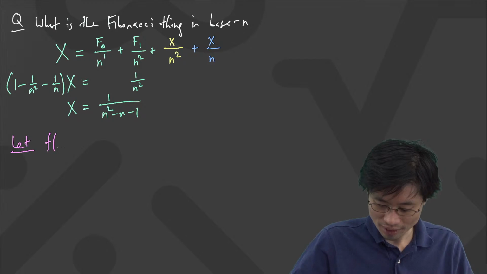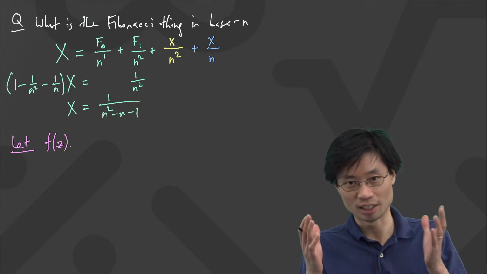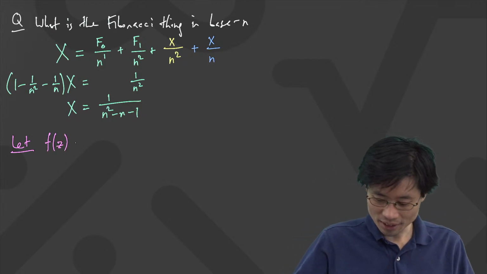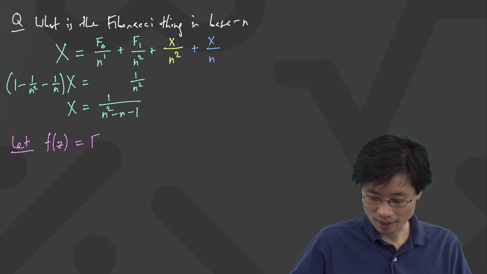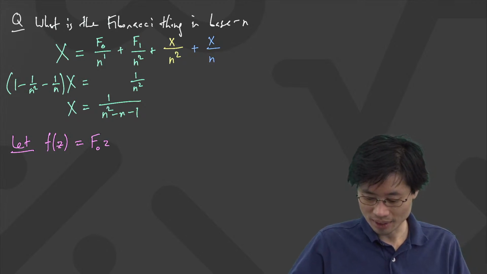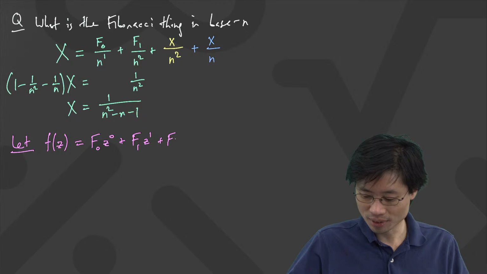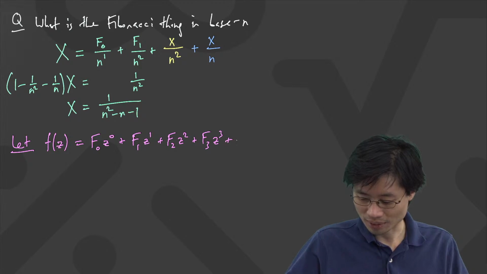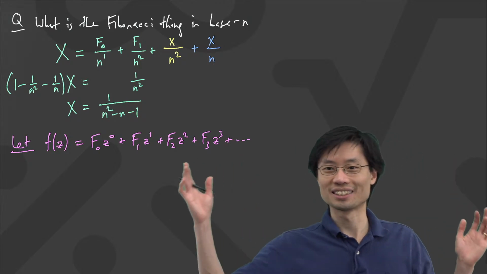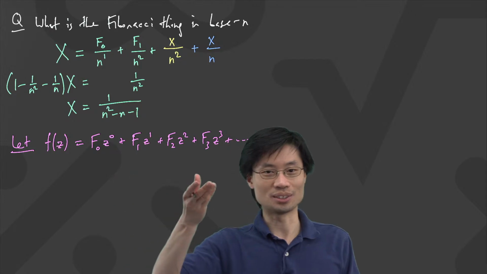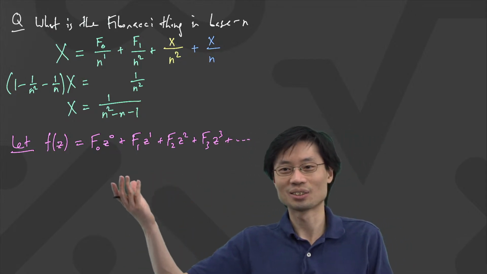F of z, I'm using z as my variable, okay? F of z is just going to be f0 times z to the 0 plus f1, these are all capital Fibonacci's, z to the 1, plus f2, z squared, plus f3, z cubed, plus so on. What if I did that? This seems like a reasonable thing to do. It looks nice, at least.